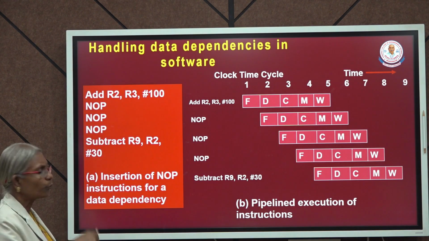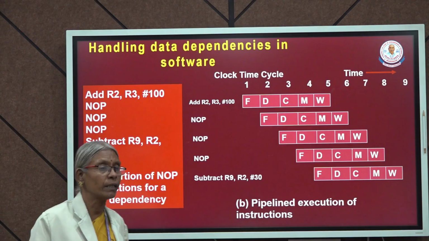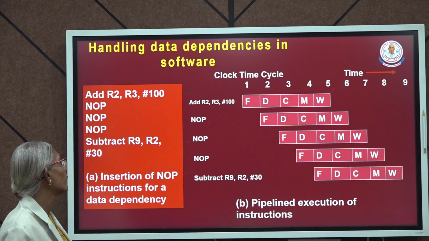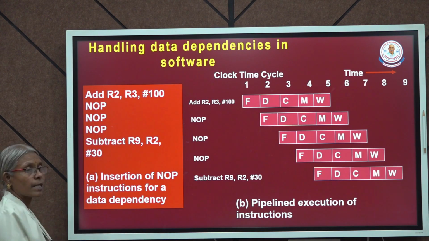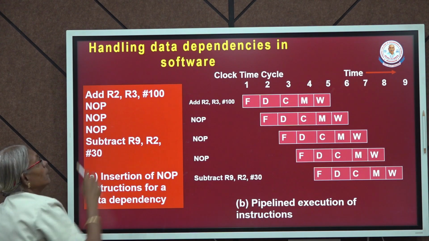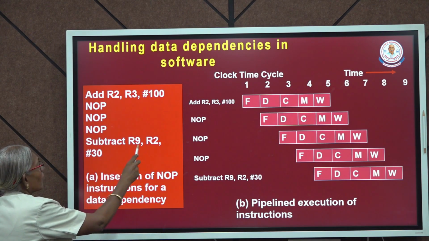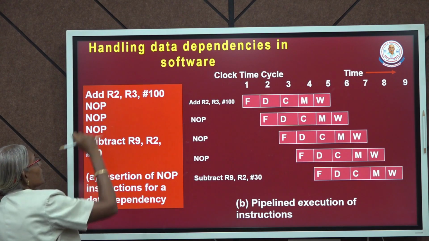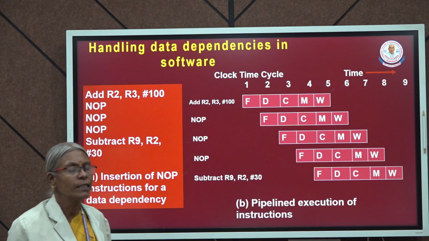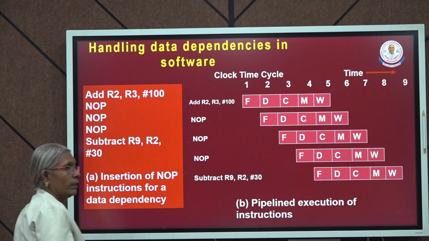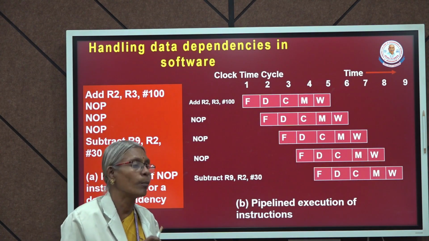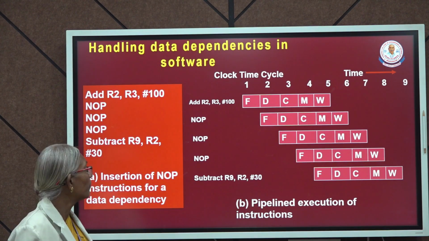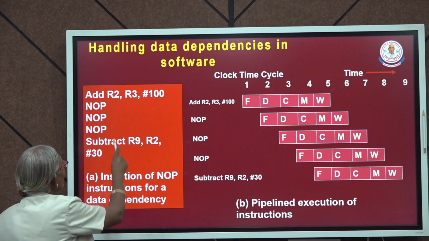Another solution is using NOP, that is the no-operation instruction, which is done in software. We can find a solution for data hazard this way. Let us take the example: add R2, R3, #100, and subtract R9, R2, #30. These are the instructions we have used. Between these two instructions, I am adding 3 NOP instructions. During NOP, nothing is done in the computing system; the processor simply has to wait.